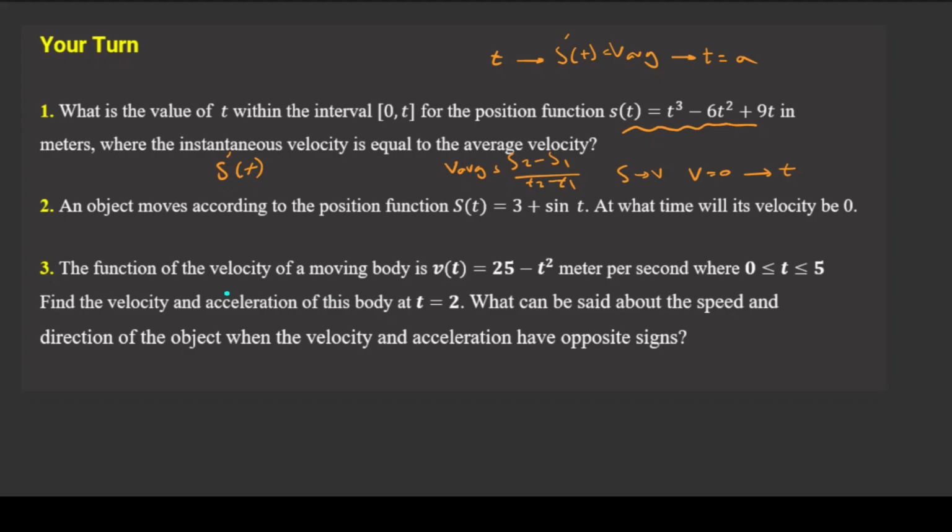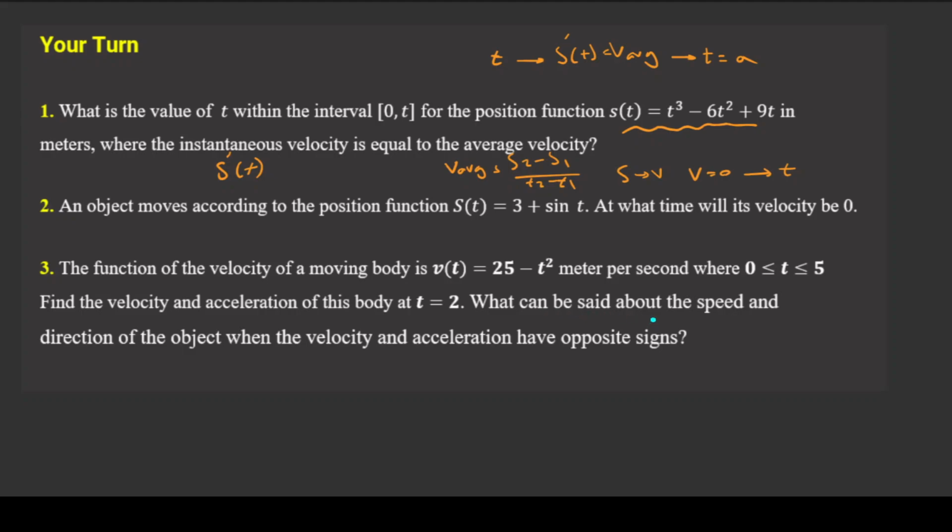Now the last one: the function of the velocity of a moving body is given, in meters per second, where t is between 0 and 5. Find the velocity and acceleration of this body at 2. So it's an instantaneous velocity and an instantaneous acceleration. You have v, substitute 2 into it, and differentiate it and substitute 2, and you will get acceleration as well.